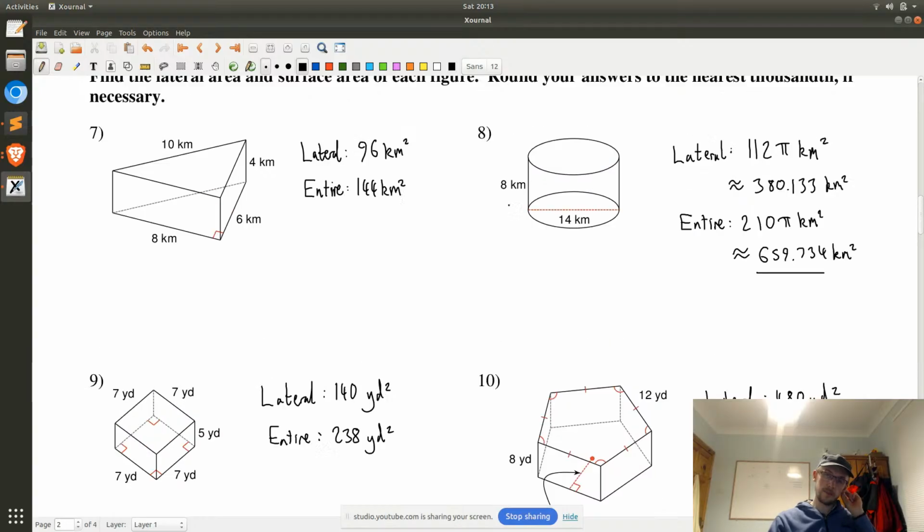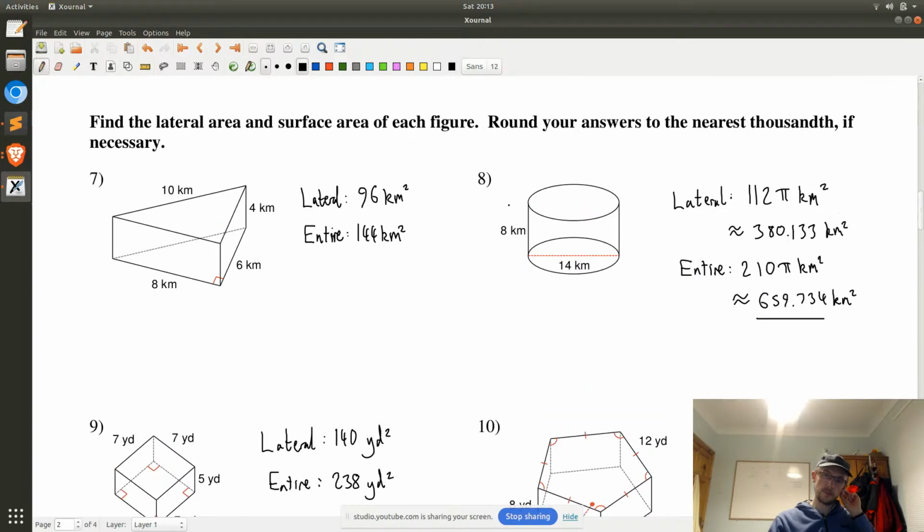Well, what would the lateral surface area be? Pi times the diameter and then times by the height. So 112 pi. Why is that not right?